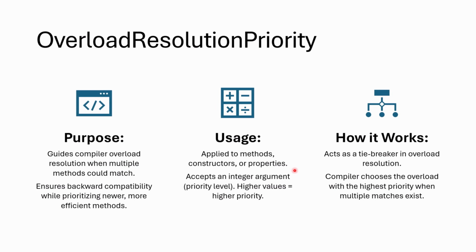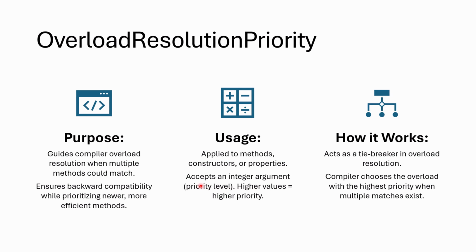Next we talk about overload resolution priority. The purpose of this attribute is to resolve ambiguity when new overloads are added. For example, you can guide the compiler to favor newer, more performant methods while maintaining backward compatibility. It is super simple to use. Just apply it to methods, constructors and properties. The attribute takes an integer value where a higher number means higher priority.